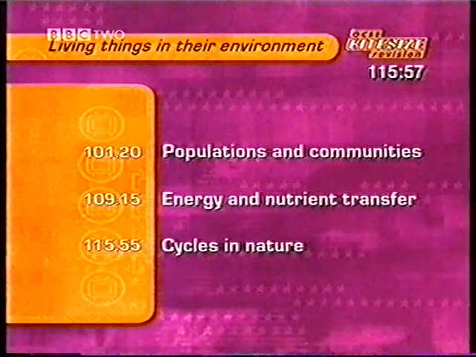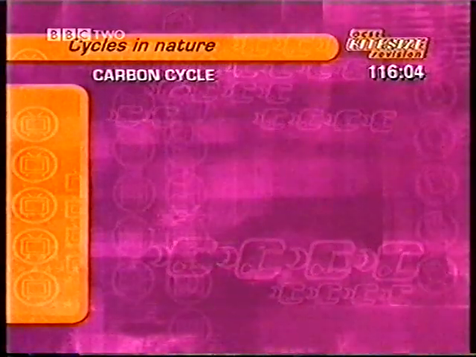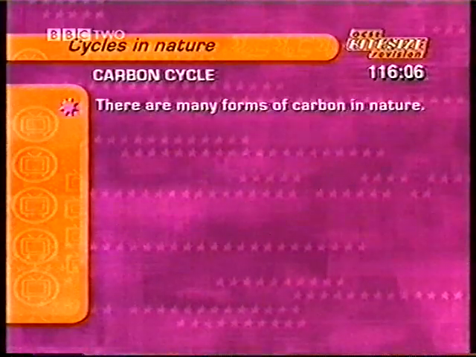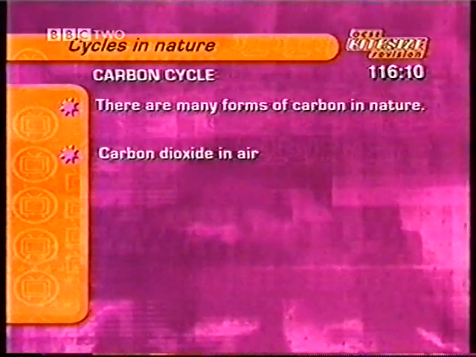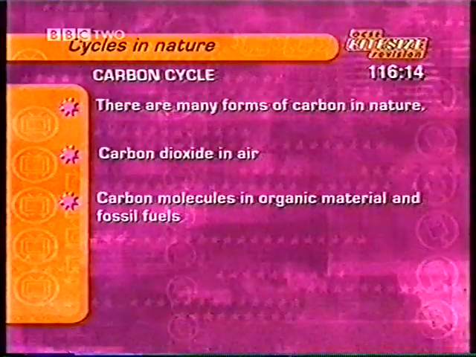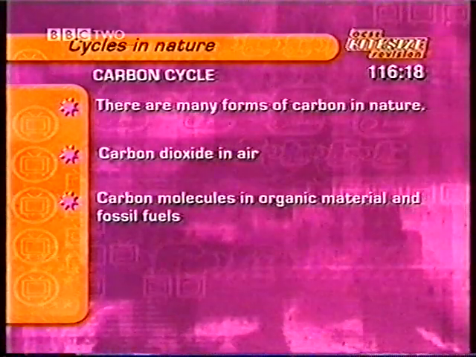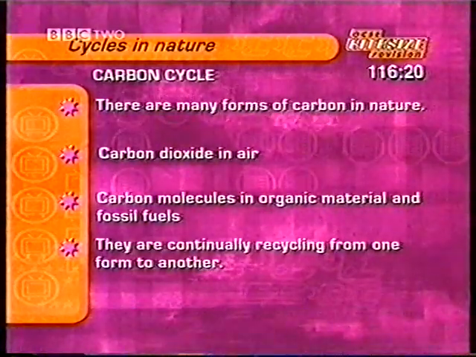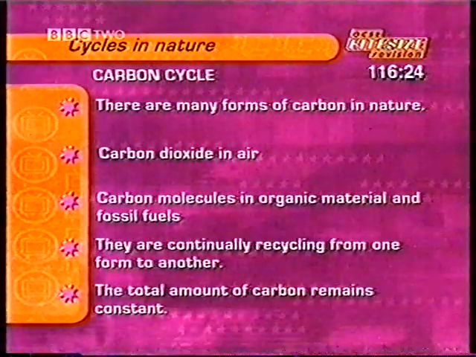This section is about cycles in nature. One important cycle in nature is the carbon cycle. Carbon exists on Earth in many forms: in carbon dioxide gas in the air, as carbon molecules in organic materials such as plants and animals, and in fossil fuels like coal, gas and oil. All these forms of carbon are continually recycling from one to another, but the total amount of carbon remains constant.